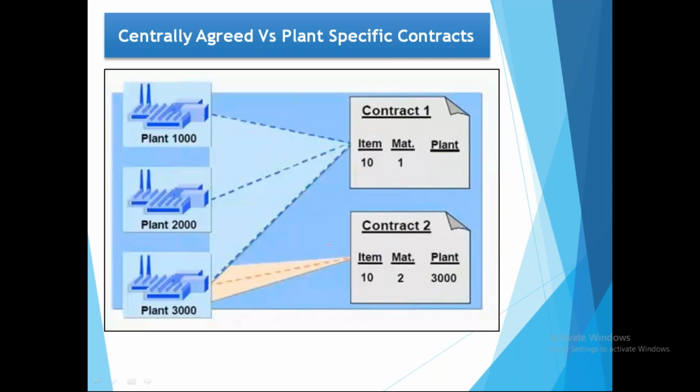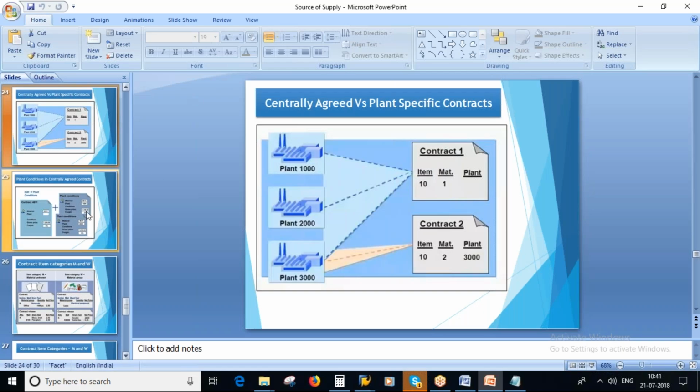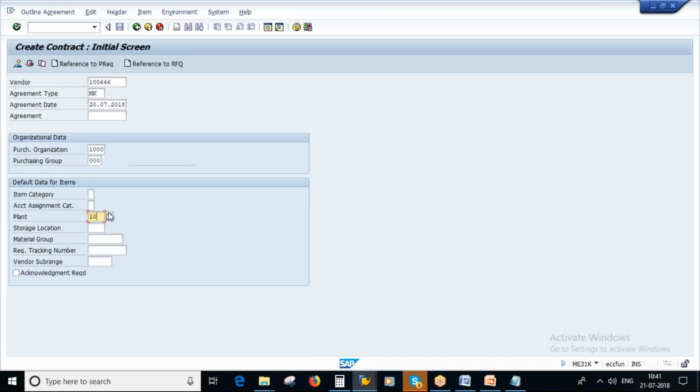Okay, so you have these two types of contracts. So now let's do that. As of now we will create a plant specific contract, plant 1000. Or let's do one thing, let's create a centralized one. As of now, let's create a centralized one.